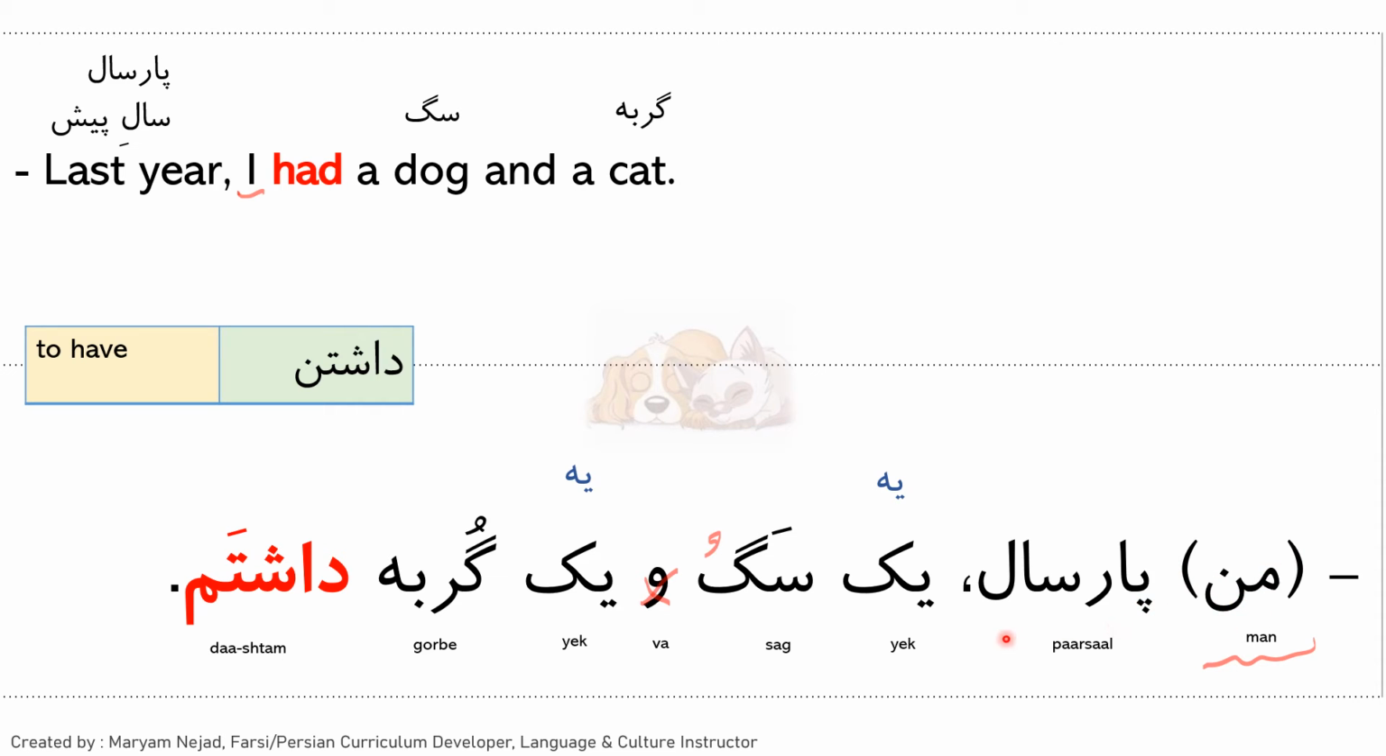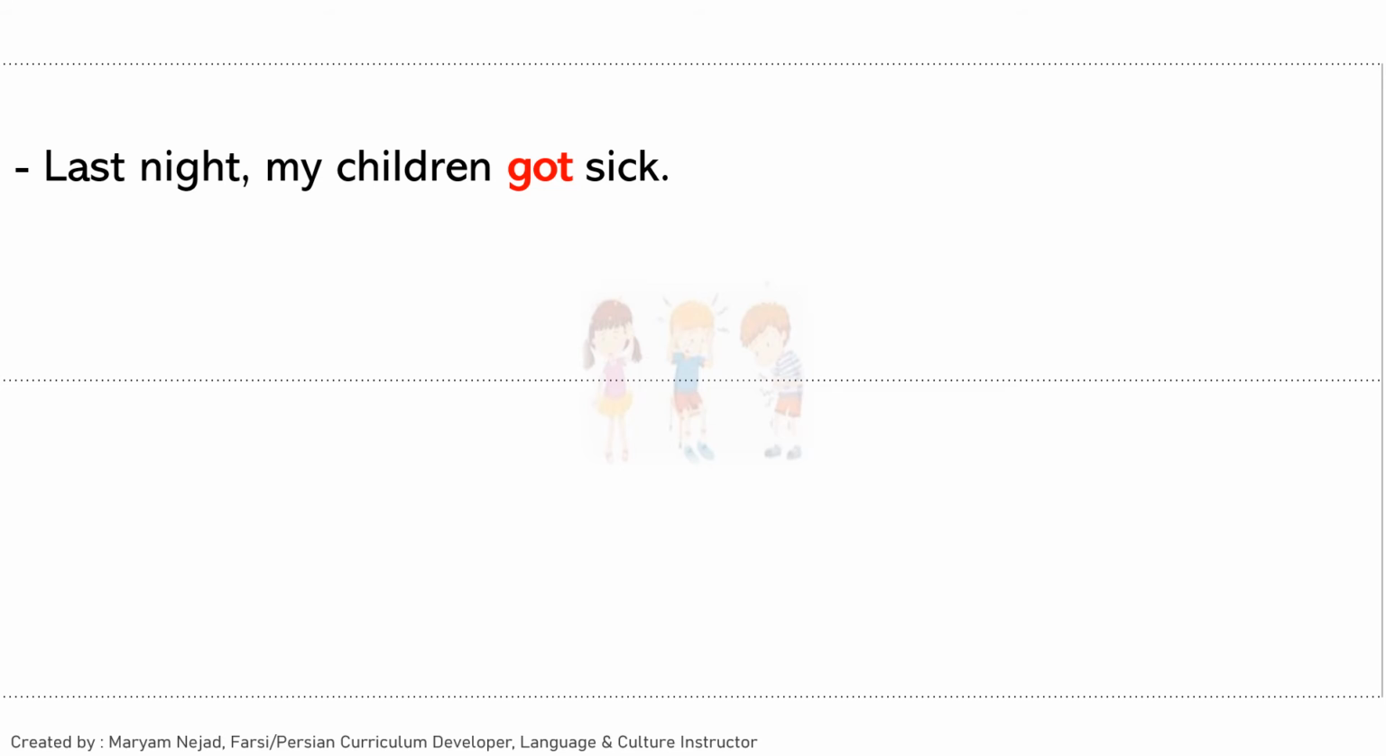So parsal یه سگ و یه گربه داشتم. Next example, we want to say last night my children got sick. So here the verb is to get, but not to get something and not to get somewhere, meaning to get to become. For example, I got sick, I got happy, I got sad. For any time you want to translate that in Farsi, then we need to use the verb شدن.